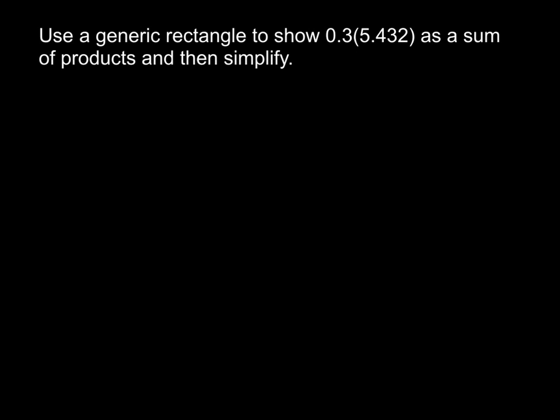What it's really saying is I need to draw a generic rectangle, and when it says sum of products, what that means is I just need to add the different sections of the generic rectangle together. If you weren't sure about that and weren't sure how to solve the problem, go ahead and pause the video here and try it again.